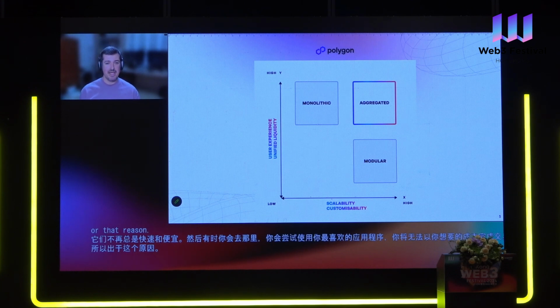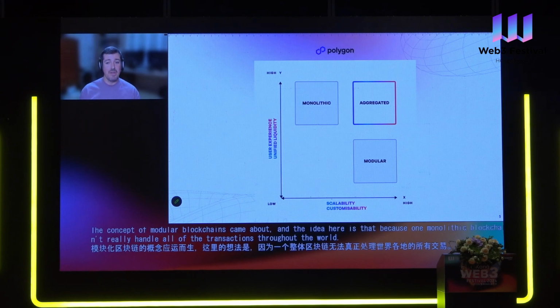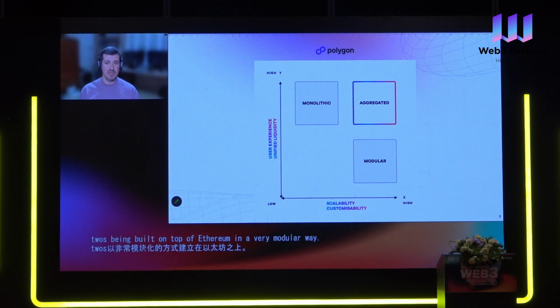The idea here is that because one monolithic blockchain can't really handle all of the transactions throughout the world, we need to have multiple blockchains, multiple networks. And you see this most in the Ethereum world. And that is something that Polygon is part of, right? We see a lot of different networks, L2s, being built on top of Ethereum in a very modular way. You can take different pieces of blockchains and put them together and have the customized version of a blockchain that you want. And that allows you to control the environment and have one blockchain for a specific purpose or a specific set of purposes. And when you need another blockchain because you have too much activity on one, you can spin another one up.